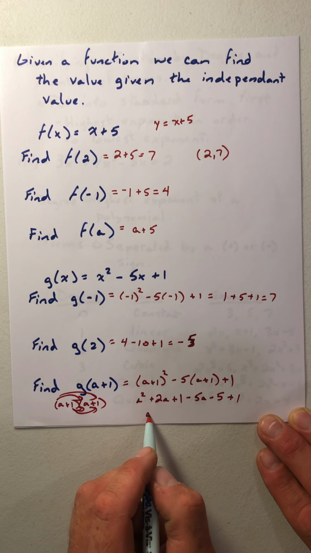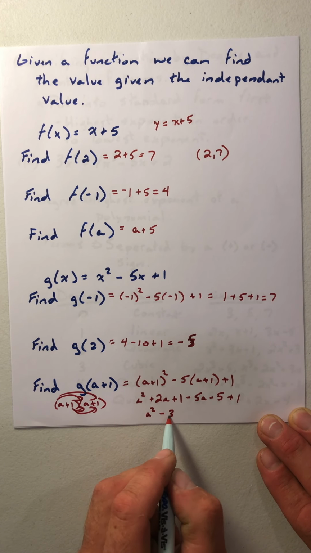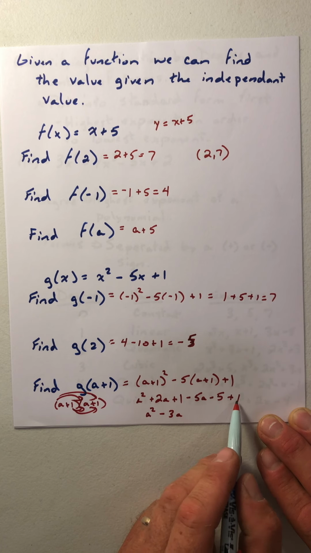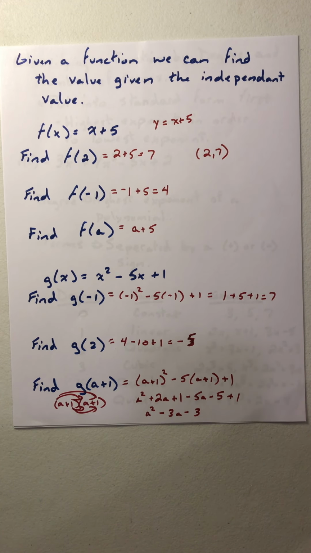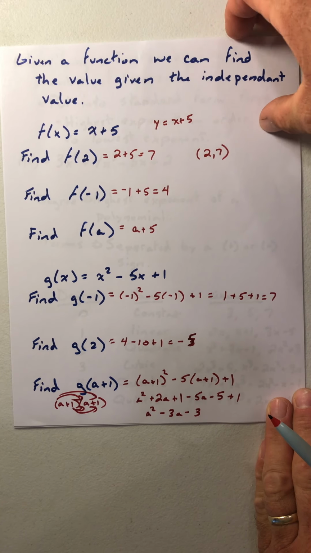Go ahead and add like terms. We get a squared minus 3a, 1 plus 1 is 2, minus 5 gives us negative 3. And that gives us our answer for g of a plus 1.